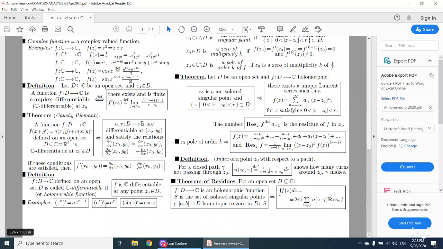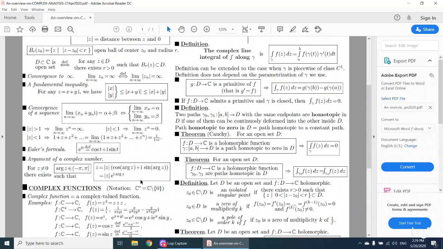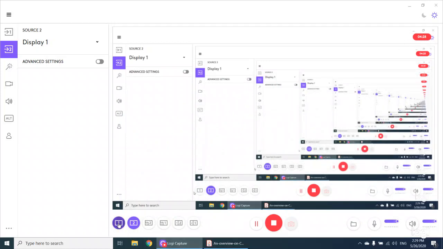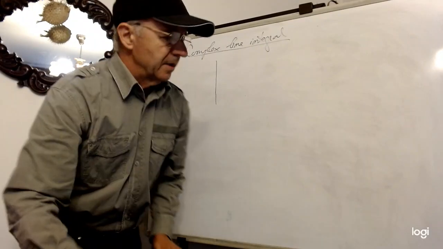By using this, we proved that the derivative of the complex exponential is itself exactly as in the case from school. The derivative of sine of z defined here is cosine of z. We extended some formulas from school. Now we shall present the complex line integral.